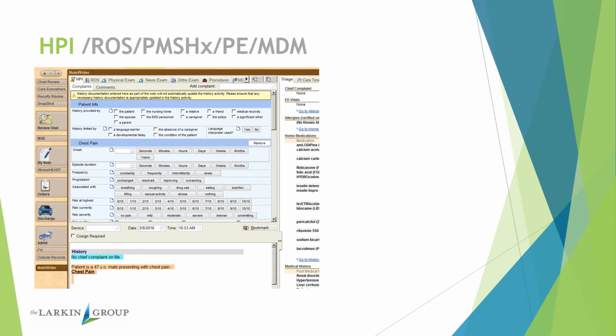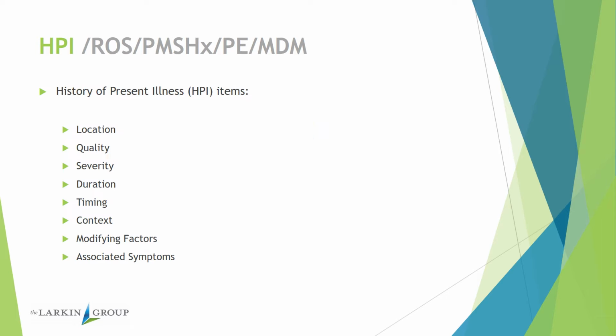As you begin charting on your patient, at the top left you'll see HPI, or History of Present Illness. That template will guide you to click through each item that pertains to your patient. Each detail you record counts towards a more thorough chart and supports your level of billing. Here we have location of pain, quality, severity, duration, timing, modifying factors, and so on.